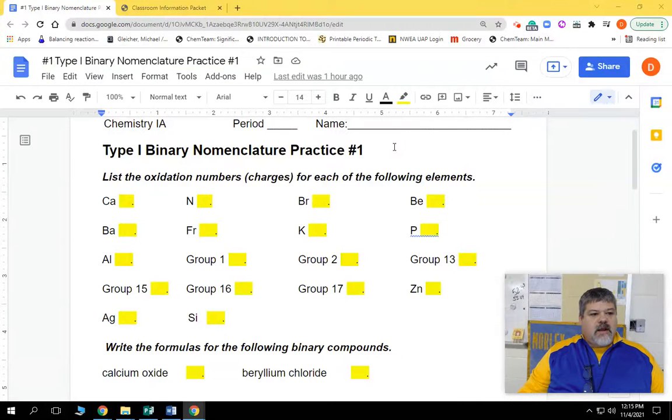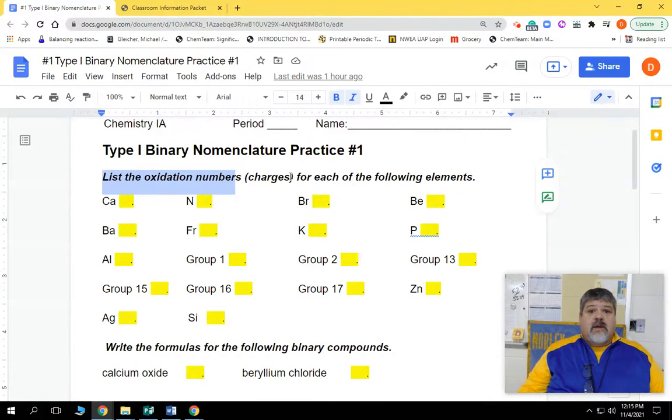Everyone, today we're going to work on our type 1 binary nomenclature. Practice sheet number 1, we're going to explain how to do this. We're going to start off by looking at right here. We see the first question says list the oxidation numbers. Well, those oxidation numbers are charges. So how do we get the charges?